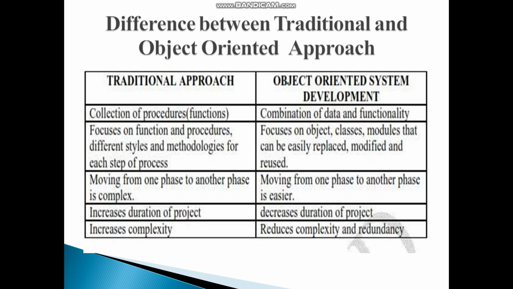In the traditional approach, moving from one phase to another is complex. In object-oriented system development, moving from one phase to another is easier. Increased duration of project in traditional, decreased duration of project in object-oriented. Increased complexity in traditional, reduced complexity and redundancy in object-oriented analysis and design. Of these two types of approaches, the object-oriented system development approach is better compared to the traditional approach.